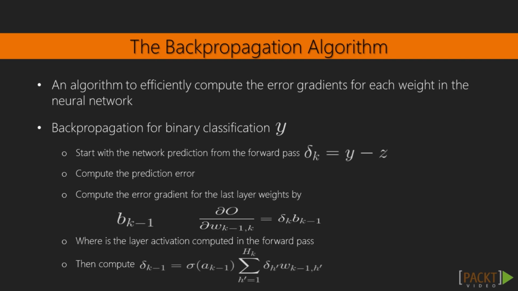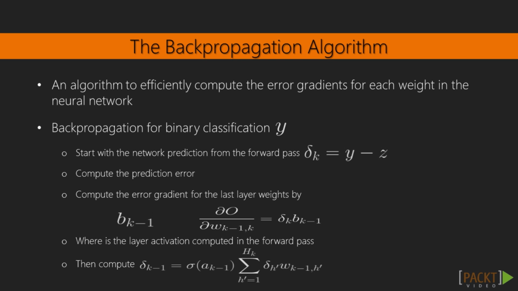Finally, let's look at the backpropagation algorithm, which was used in the stochastic gradient descent procedure to compute the error gradients with respect to each weight in the network, given the prediction error from the forward pass's prediction. In the case of a feed-forward network for binary classification, the prediction error is simply the difference between the predicted output and the actual output. Let's call this delta k for a network with k layers. The error gradient for the weights connected to the last layer of the network can be obtained by taking the inner product between delta k and the output of the previous layer, which was computed during the forward pass.